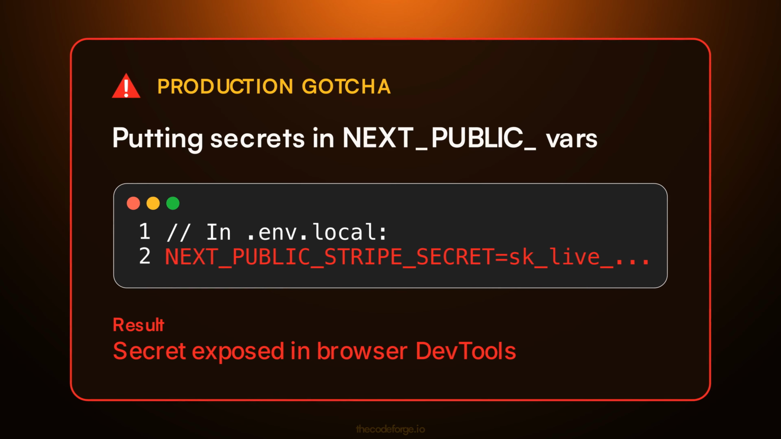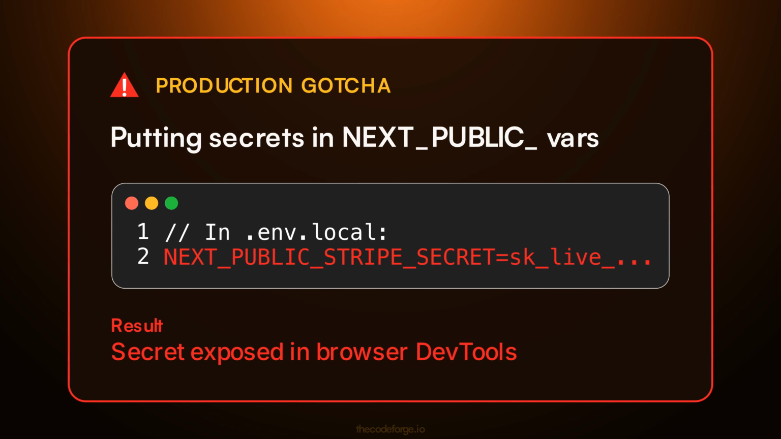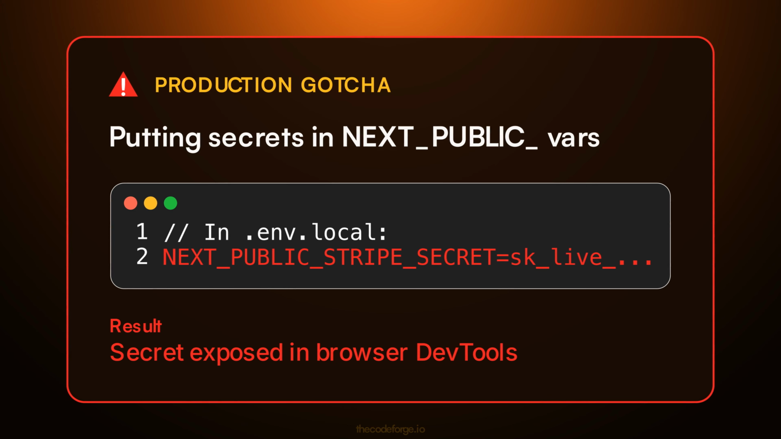Anything prefixed with NEXT_PUBLIC is inlined into the client bundle at build time. Anyone who reads your source code can see it. Never put secrets in NEXT_PUBLIC variables, use server-only environment variables instead.